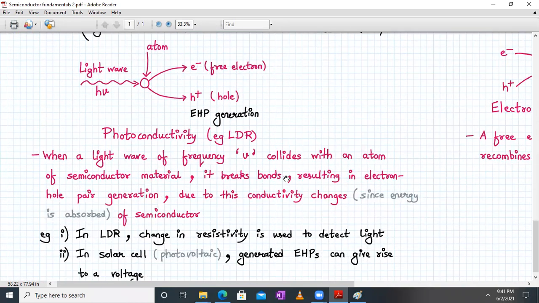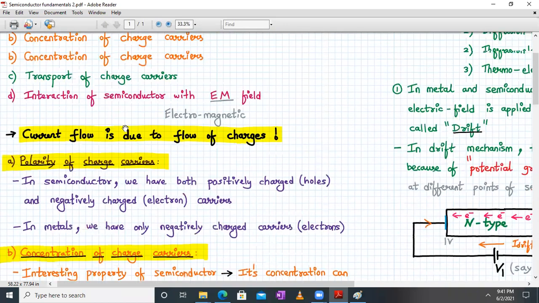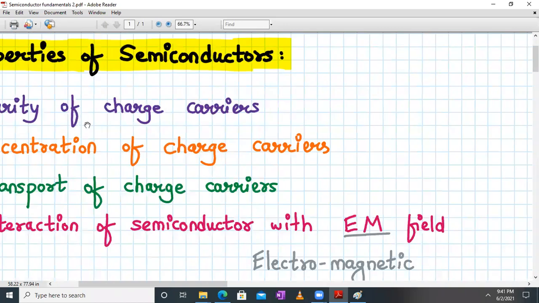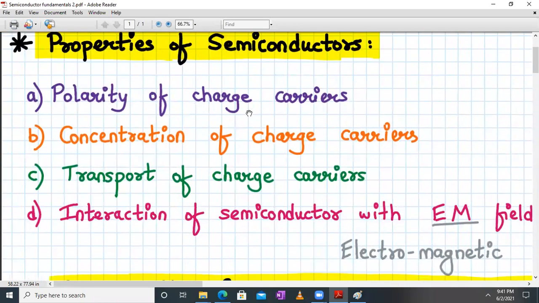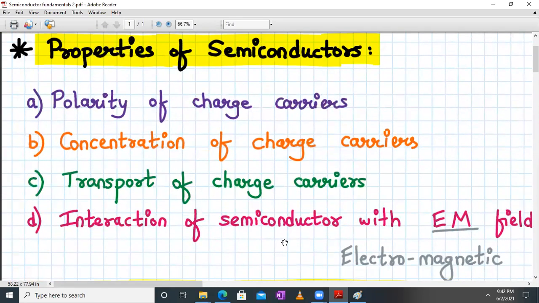With this, we have completed all the topics we have to cover for today's lecture. Let us revise. We started with polarity of charge carriers, where we saw that semiconductors have two types of charge carriers, holes and electrons. Then we saw concentration of charge carriers: a semiconductor can have a very wide range of concentrations. Then transport of charge carriers, with three mechanisms: drift, diffusion, and thermoelectric current. Finally, the interaction of semiconductors with the electromagnetic field, where we saw photoconductivity and electroluminescence.